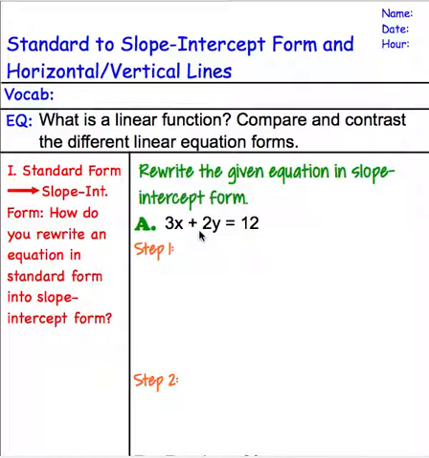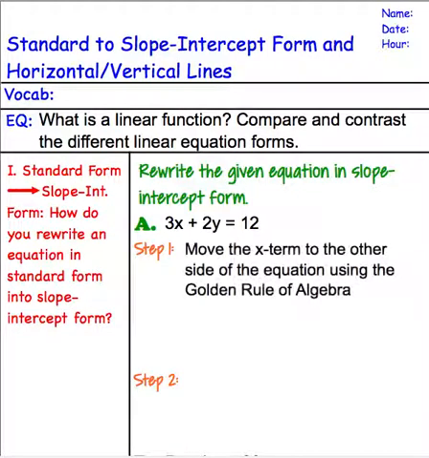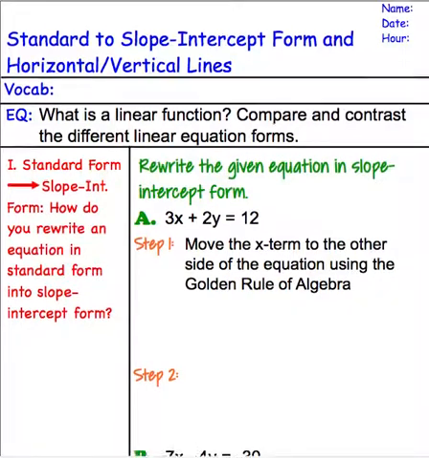So today our first part of our lesson is talking about rewriting the given equation that's in standard form in slope-intercept form. So we have 3x plus 2y equal to 12. Our first step is going to be to move that x term to the other side of the equation using the golden rule of algebra. This is basically a take back to learning target 10 from last trimester, where we solved those literal equations.